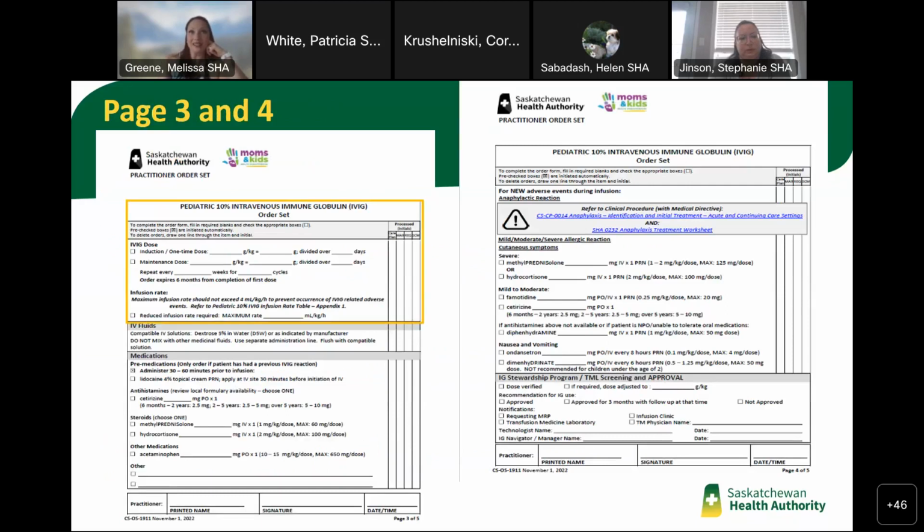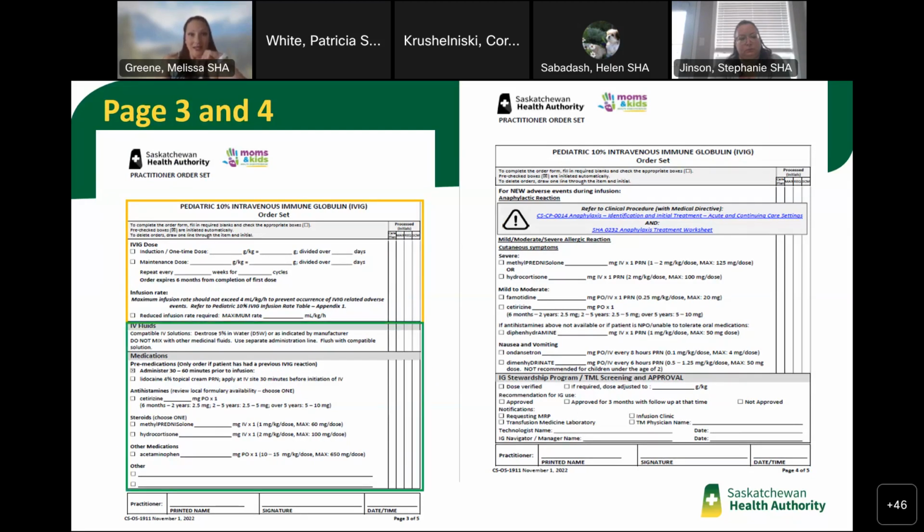Page 3 begins with IVIG dose. So this is where the physician will check off if it's an induction, which is a one-time dose, or a maintenance dose. And the maintenance dose is also again in grams per kilogram, and it can be divided over a certain number of days, and then it'll be repeated however many weeks for however many cycles. Maximum months is 6 months. Cannot expand that 6 months.